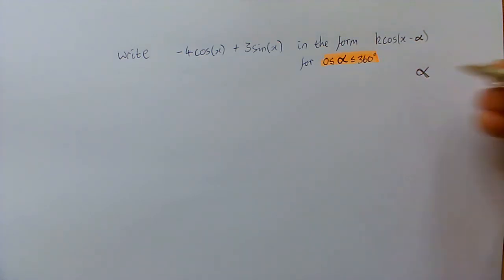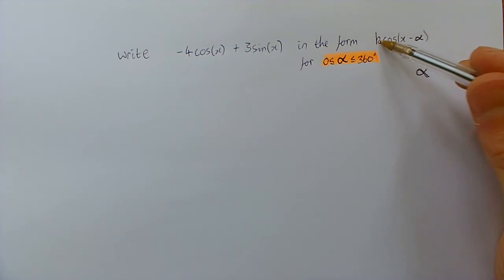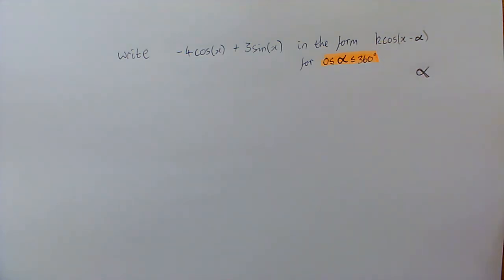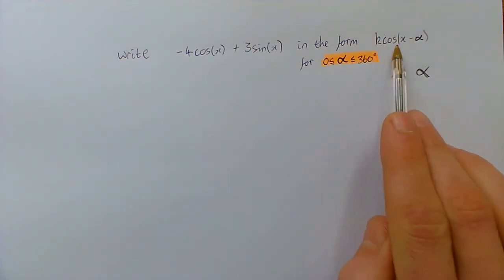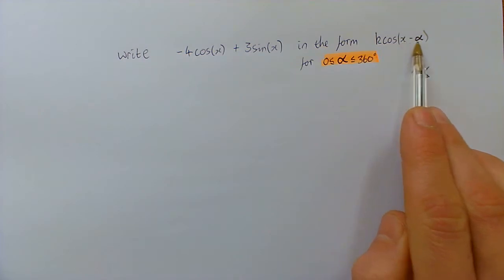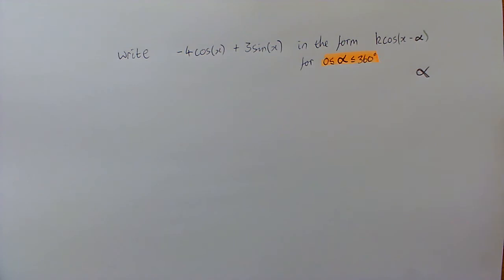That won't always be written as an alpha. I will write it as an alpha in the examples I am doing and in the questions. But it could be given as a different letter, and the same with the K. That's sometimes in some sources used as an R. Don't worry. Something in the form a number times cos of x plus or minus some amount here. That's the key thing to watch out for.